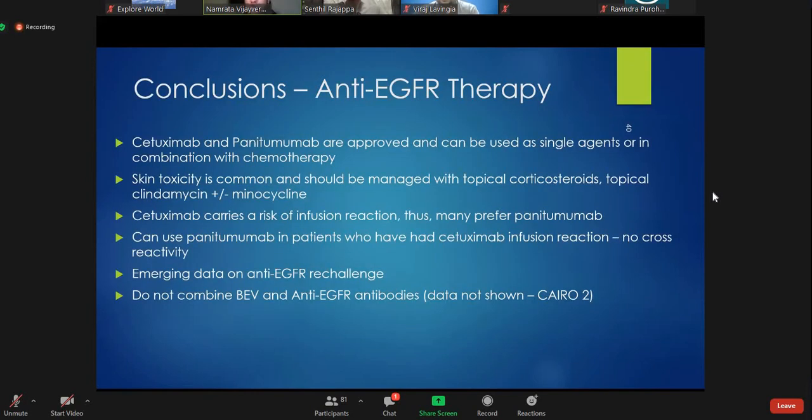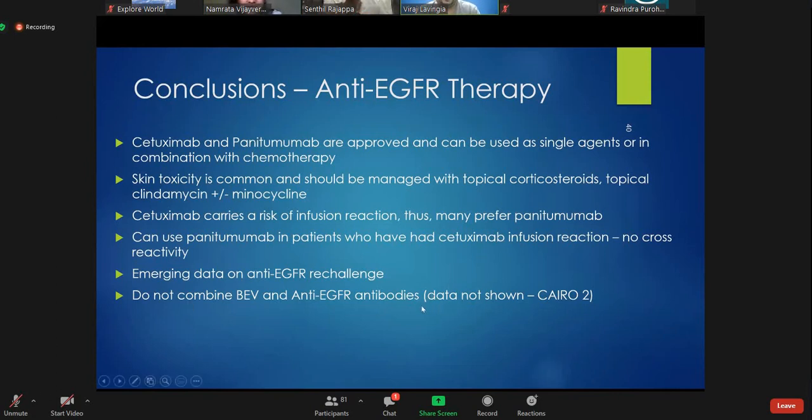So in conclusion, cetuximab and panitumumab are approved, and I typically use them interchangeably. Skin toxicities are important. Cetuximab has an infusion reaction rate, hence I prefer panitumumab in a lot of my patients. And there's a lot of data coming up on EGFR re-challenge. The important thing is don't combine these. If you combine biologics together, that's bad and leads to bad outcomes. So I am going to stop here, and thank you so much.